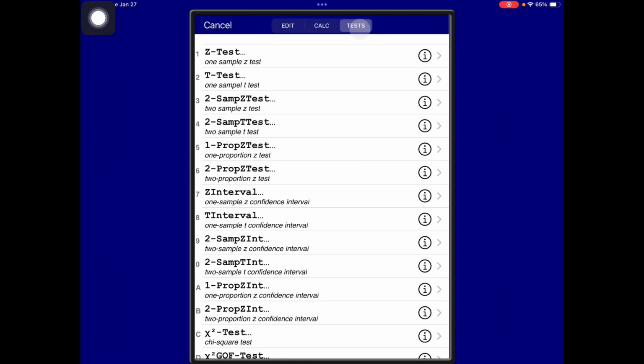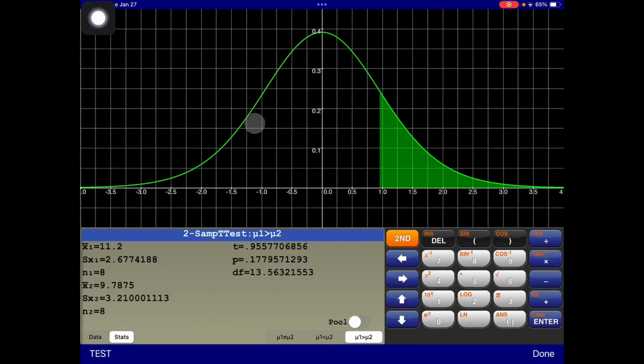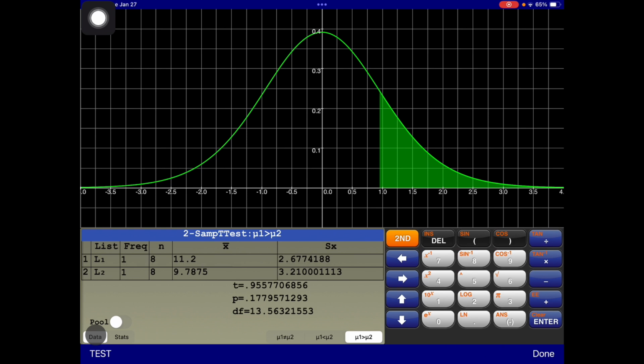Once you have that, go to Stat again, go to Test, go to 2-SampTTest, and from here you need to make sure that you have Data selected. And again, your frequencies should be set to 1 for both L1 and L2. Make sure you have Pooled set to No, and also make sure your alternative hypothesis is the greater than symbol, since they're testing to see that carpeted rooms have more bacteria than uncarpeted rooms.